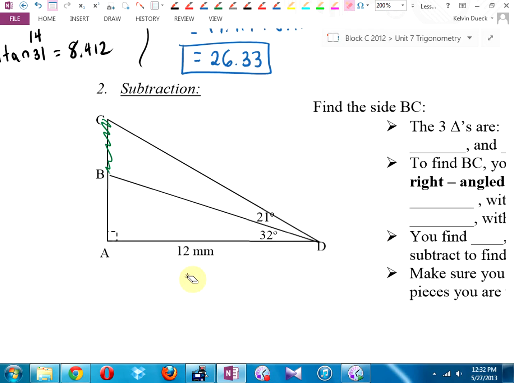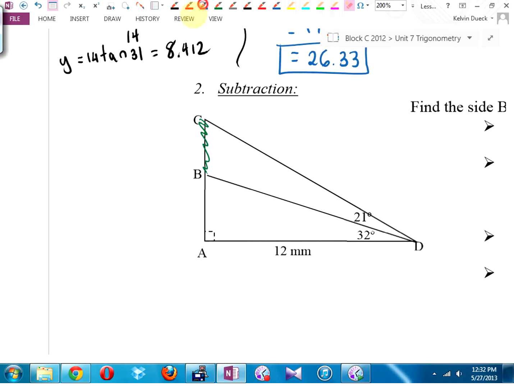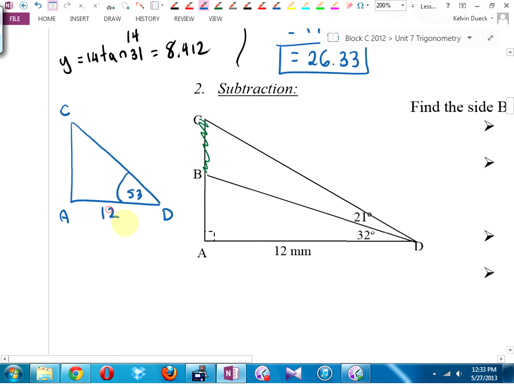Yeah. What did you say? You're saying that I can treat that right there as one single 53-degree angle? In fact, I might even think about the big triangle as follows. Write this down. CAD, 53, yoink. Oh, 12.